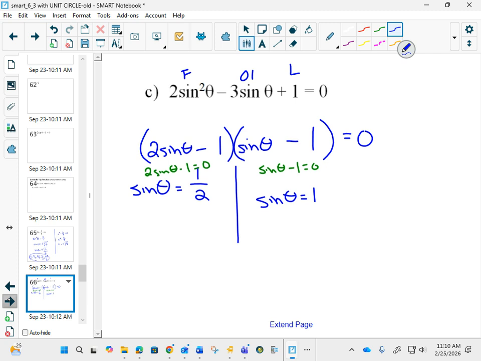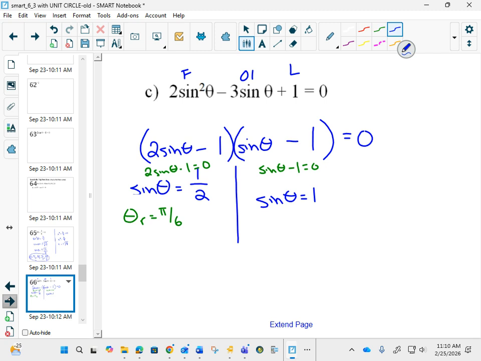This would be a non-calculator question. Is half on your pie plate? Yes. What family? Pi over 6. So at a certain point, I'm going to do this in green too. Some of you might write the reference angle down, but it's not necessary. You could have that also in your head.